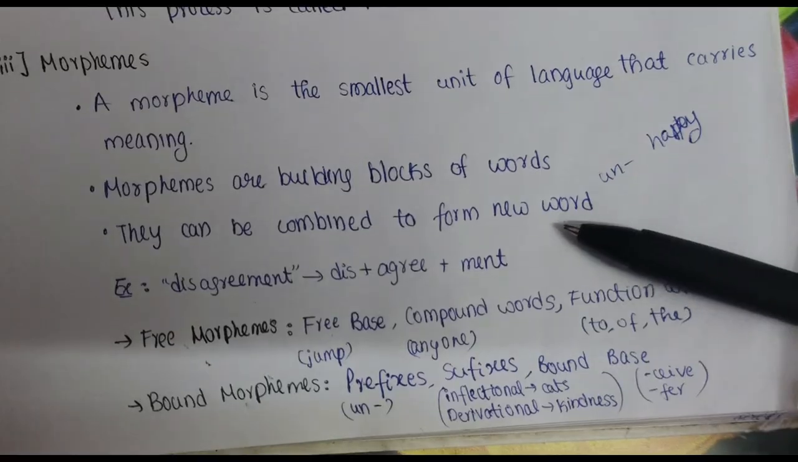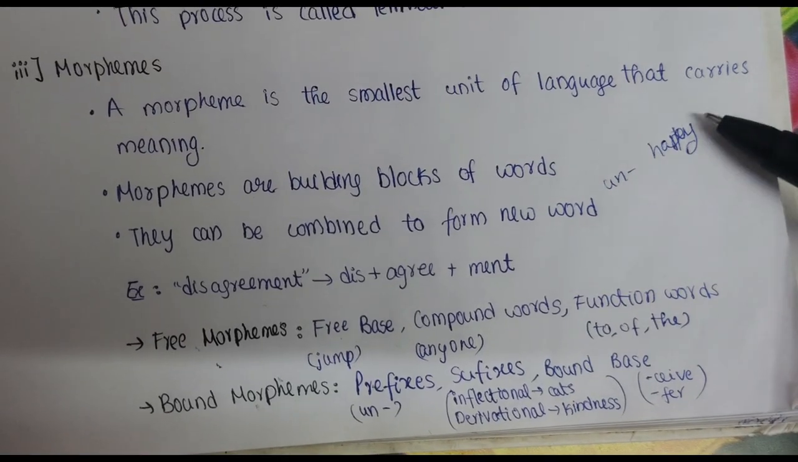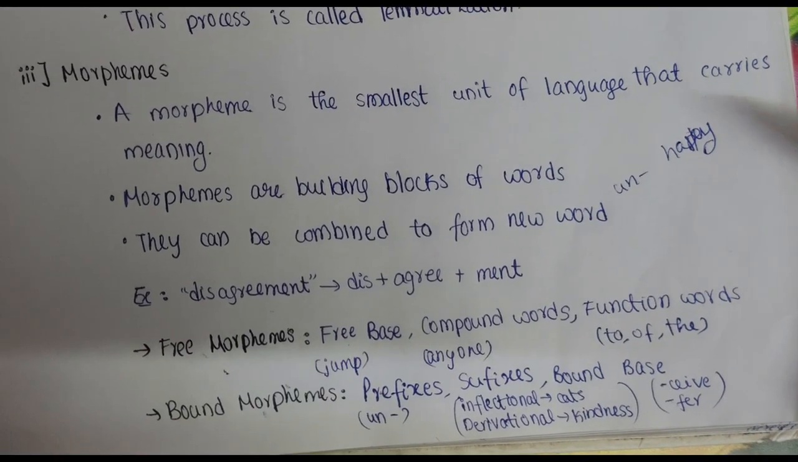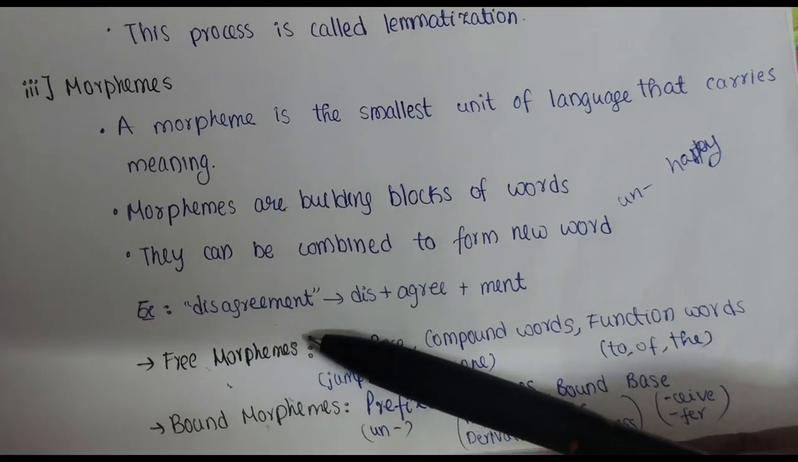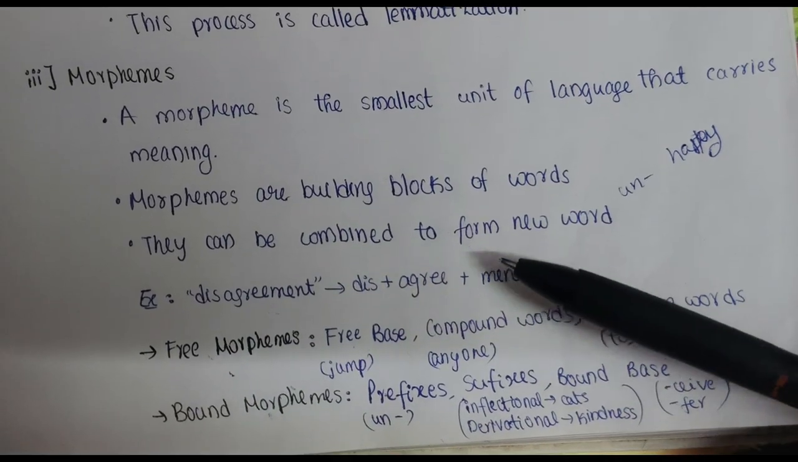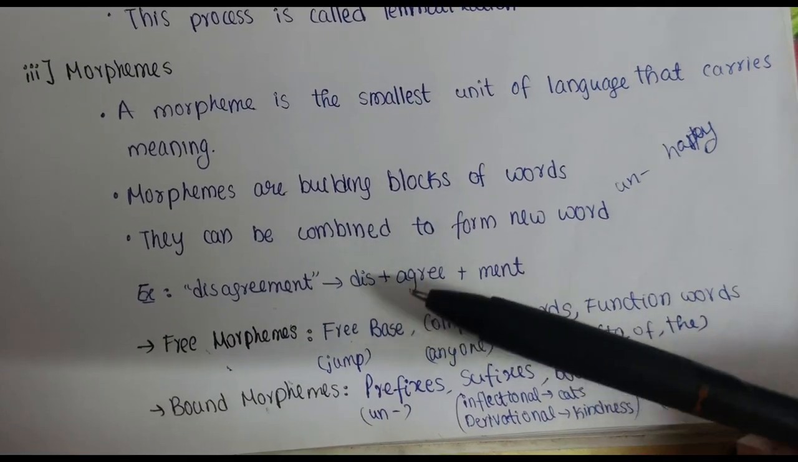They can be combined to form a new word, right? Like un and happy are combined as a new word, unhappy. For example, disagreement: dis plus agree plus ment. So these three are called morphemes.